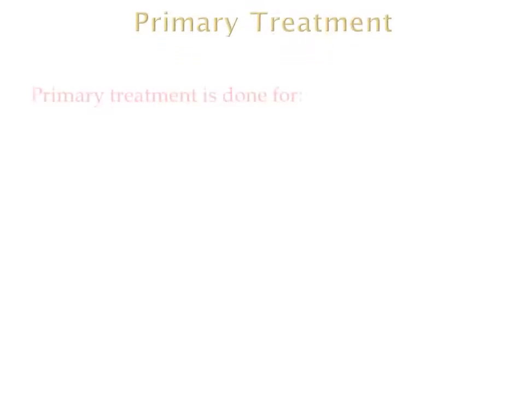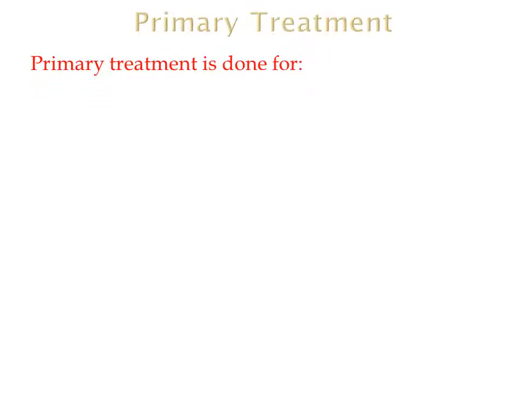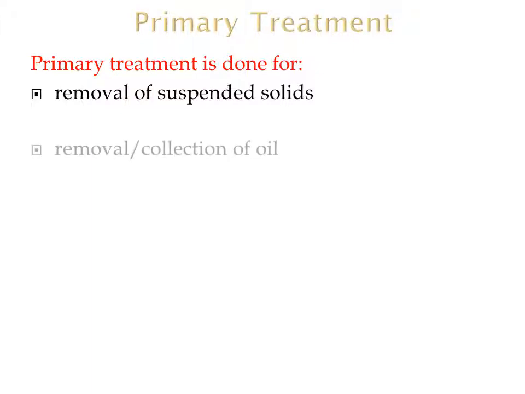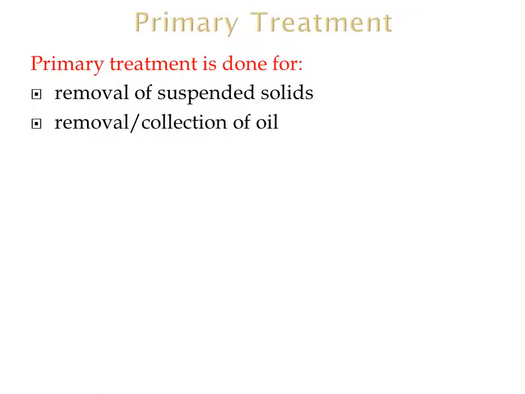Primary treatment. Primary treatment is mainly done for purposes like removal of the suspended solids that are present in the wastewater after passing through the preliminary treatment, removal or collection of the oil, and equalization of the flow. Equalization of the flow prevents forcing out the solids and the organic material that are present in the wastewater out of the treatment.